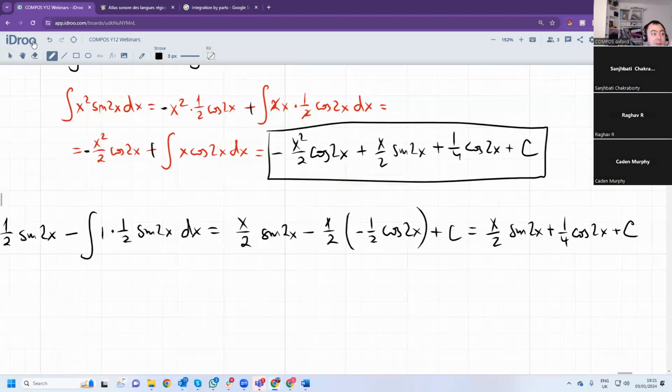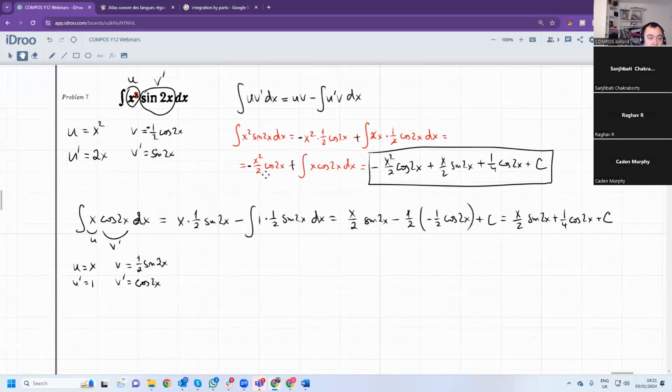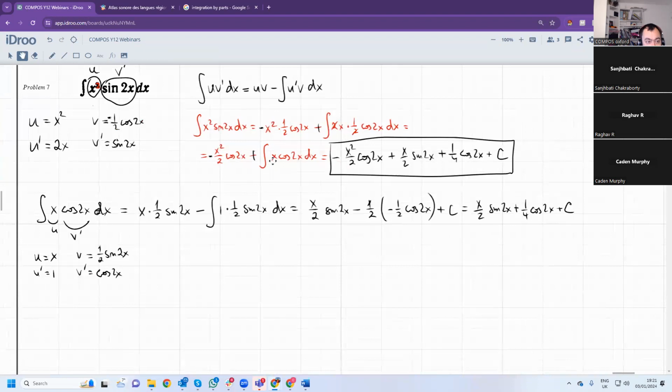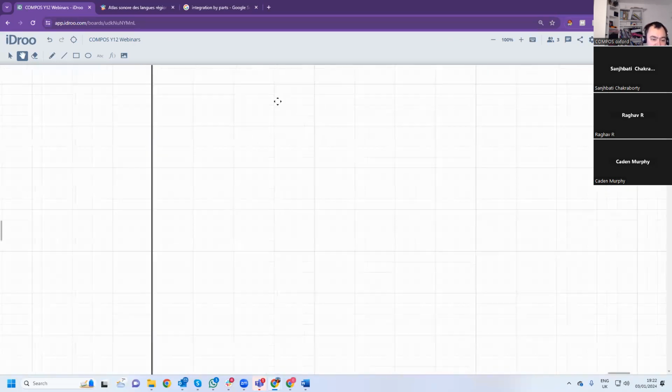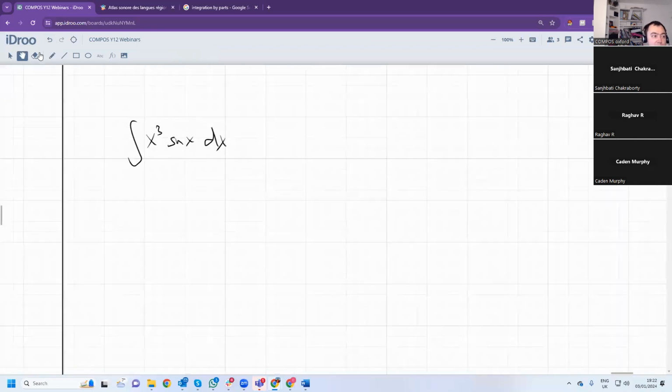So we did integration by parts twice. We did it once, and we've reduced the power of x. It was x squared, now it's x. And then we did it again, and then we arrived at the final answer. It's how many times you need. If you do integral of x cubed sine x, for example, you'll need to use integration by parts 3 times.